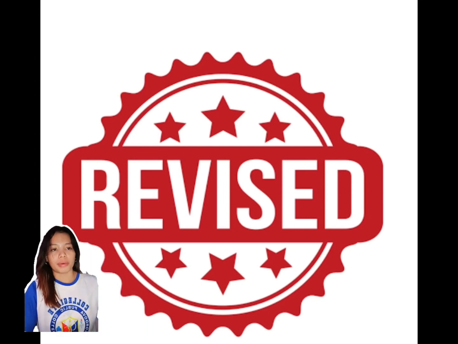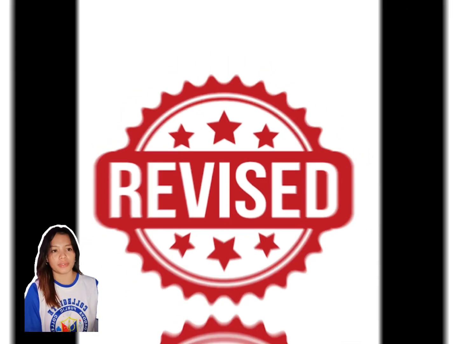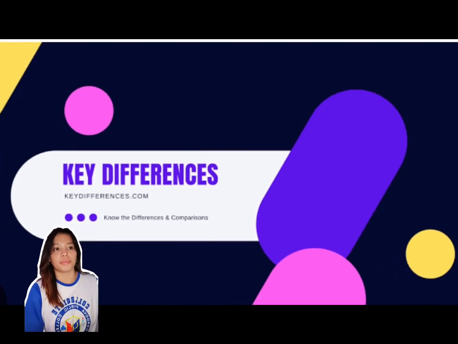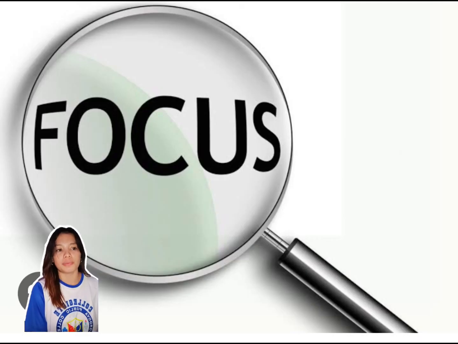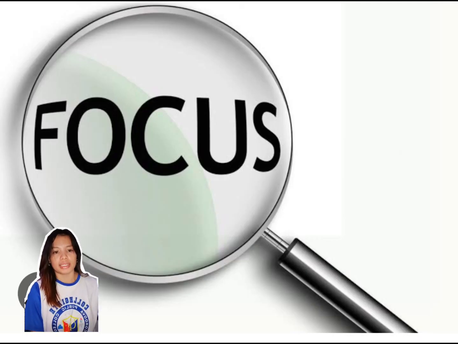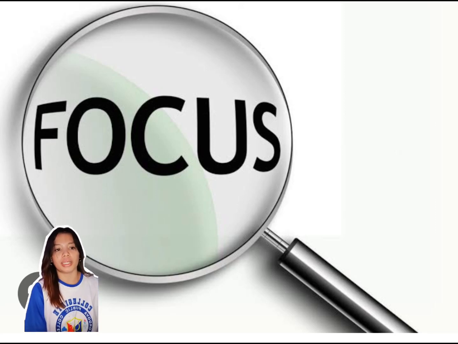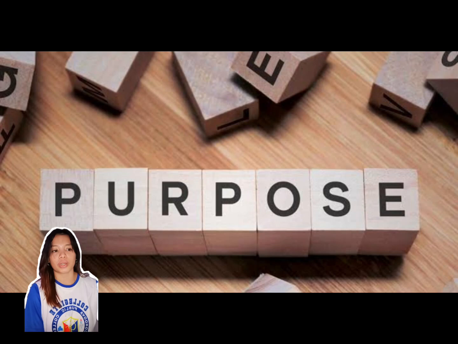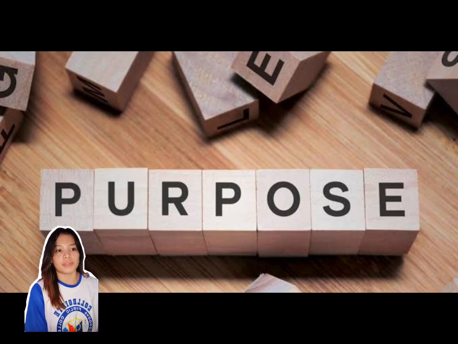And here we will be talking about the differences between contrastive and error analysis in relation to second language acquisition. The first one, we have the focus. Contrastive analysis focuses on comparing linguistic structures in the learner's native language, while error analysis focuses on analyzing errors made by language learners in the target language. Second, we have the purpose. Contrastive analysis aims to anticipate potential difficulties in L2 learning by identifying structural differences between L1 and L2, while error analysis's primary purpose is to diagnose and understand errors made by language learners in the target language.